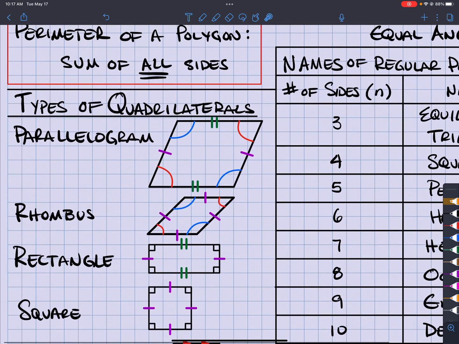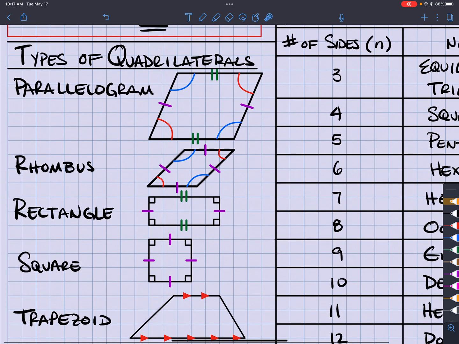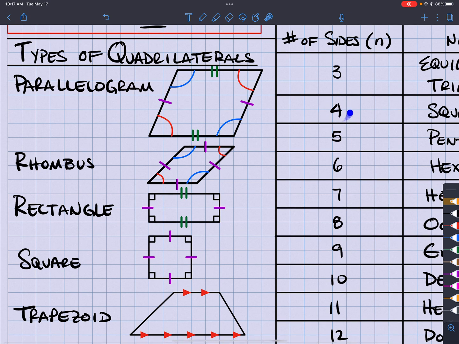All right. And then there are types of quadrilaterals, right? Meaning 4 sides, right? Quad meaning 4. All right. And then lateral, sides. Okay. So these are the special ones that have special names.